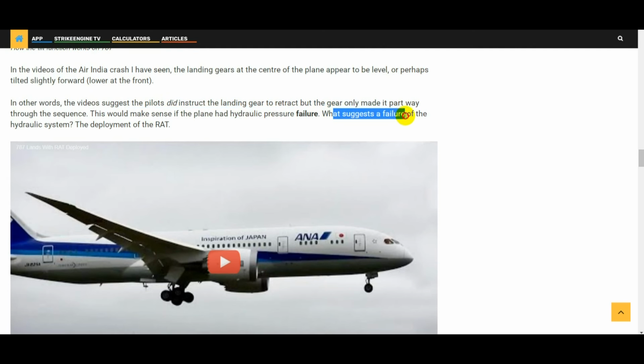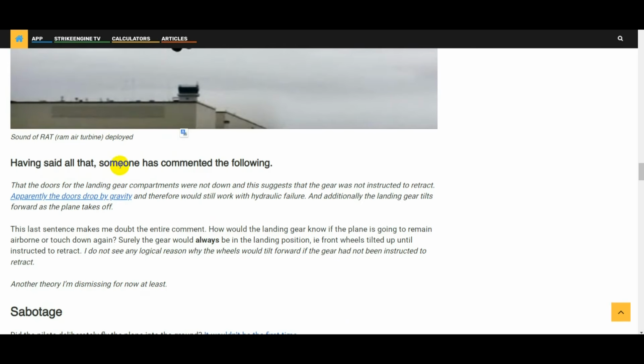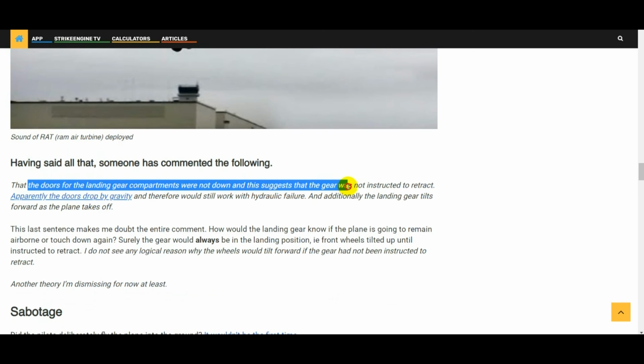And an additional thing that suggests the failure of the hydraulic system was the deployment of the RAT, the ram air turbine, which is supposed to give some bare minimum hydraulic pressure and electrical power, if the videos I've seen prove to be accurate. So having said all that, someone has commented the following, that the doors to the landing gear compartments were not down, and this suggests that the gear was not instructed to retract.